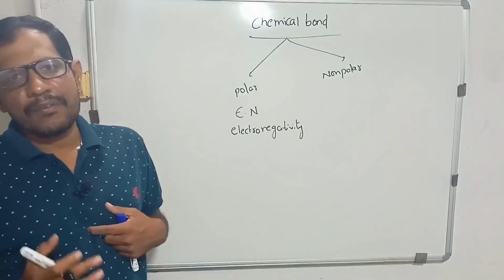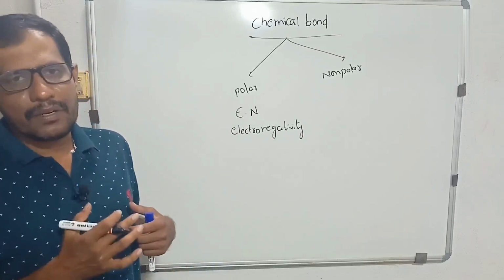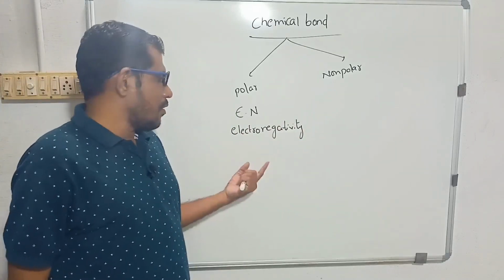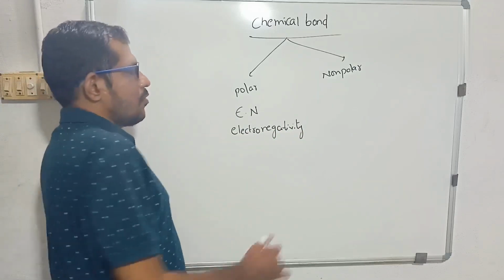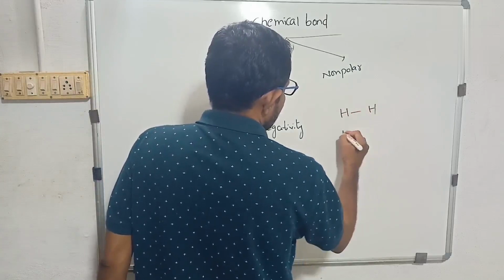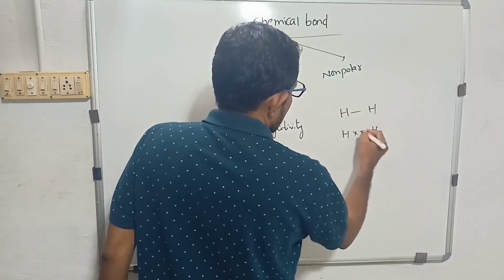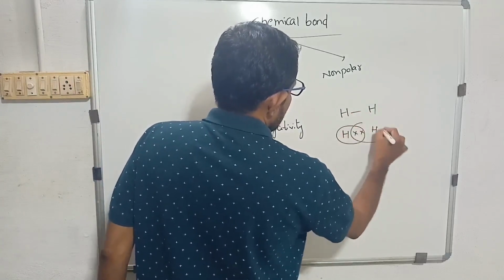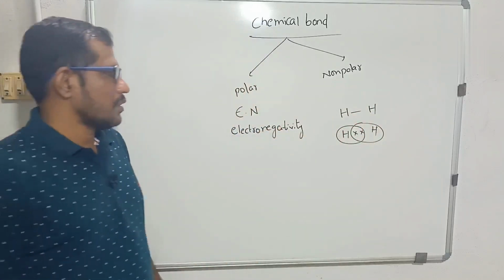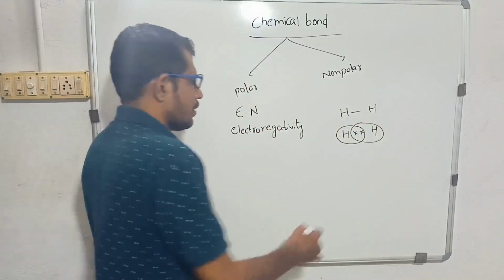How can we identify the electronegativity difference? I will give the order. First of all, what is electronegativity? If you take a covalent molecule, this is a covalent molecule and this is a covalent bond.